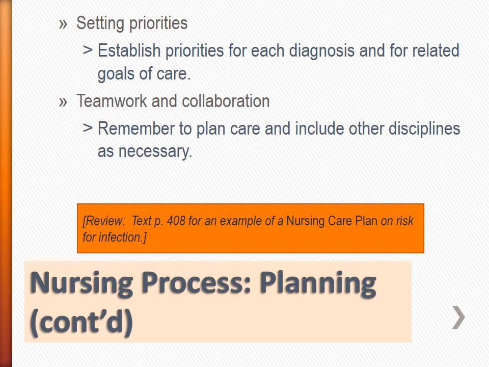Setting priorities. Setting priorities is really important. You need to establish priorities for each diagnosis for related goals of care. Remember to plan care and include other disciplines as necessary. Review page 408 regarding the examples of a nursing care plan on risk for infection.